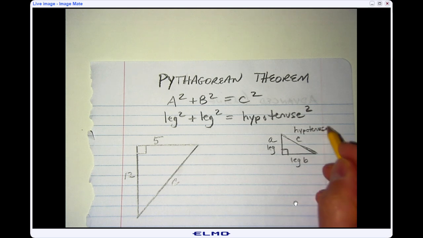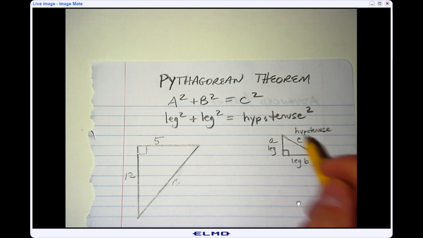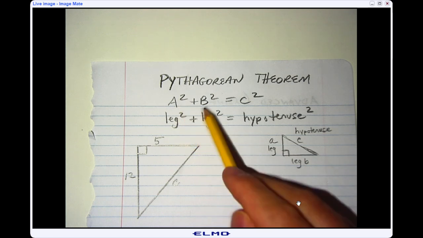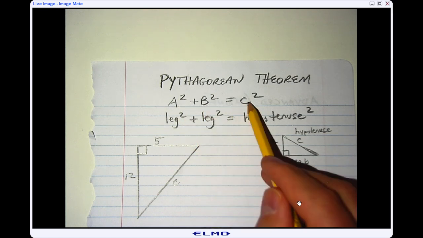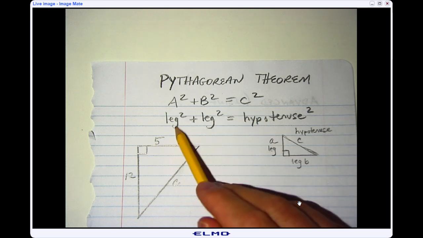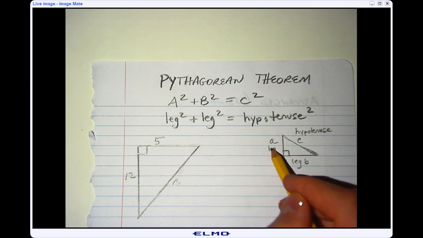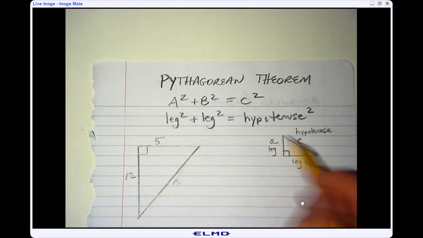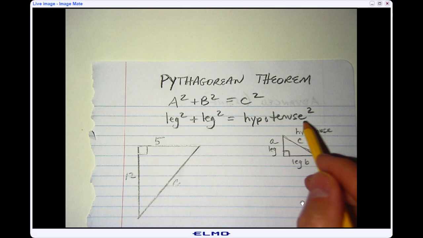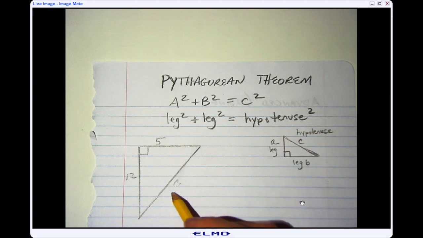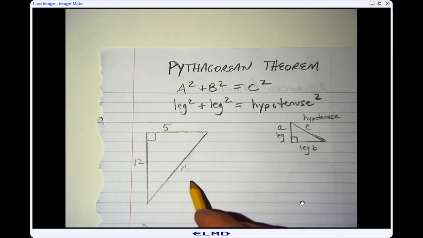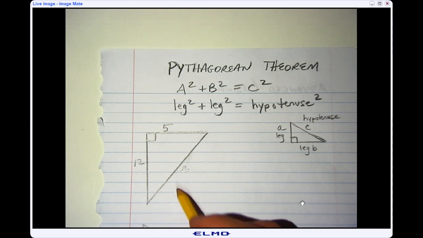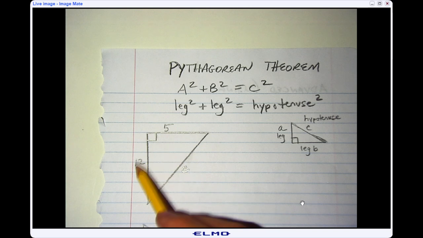So Pythagoras, who was a famous mathematician in BC times, actually found that a squared plus b squared always equals c squared. In other words, if you square the value of one leg and then square the value of the other leg and add them together, it always equals the hypotenuse squared. So we're going to use that formula to solve this question right here. I don't know my c value at all, which is my hypotenuse, but I do know my two legs.